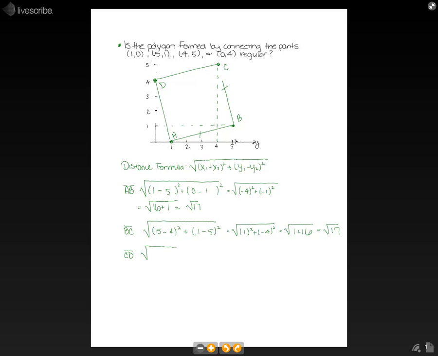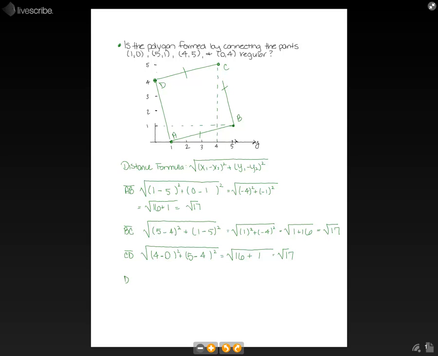Again, writing our formula out. If C is x1, y1, and D is x2, y2, then x1 is 4 minus x2, which is 0, squared, and y1 is 5 minus y2, which is 4, squared. Gives us 4 squared, or 16, plus 1 squared, which is 1. Again, square root of 17, so we know that this side is the same.